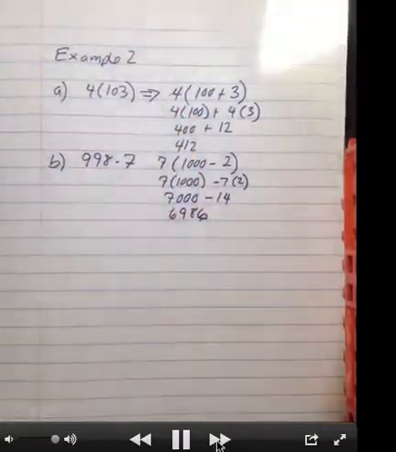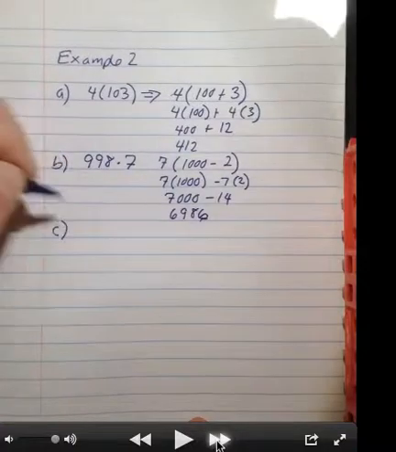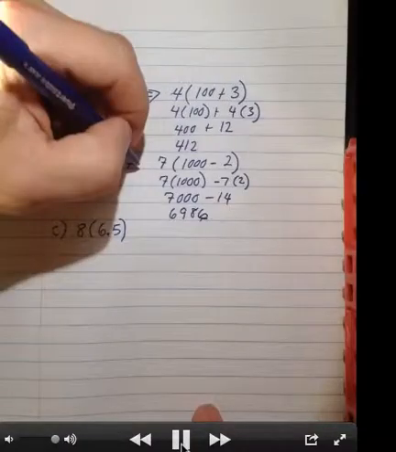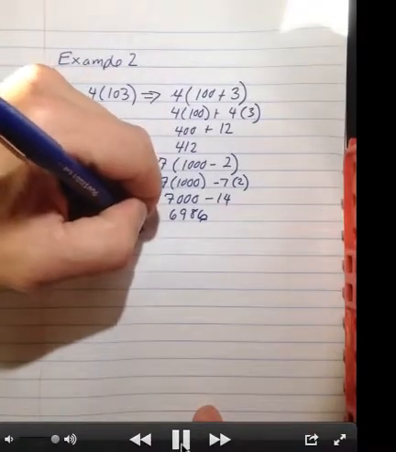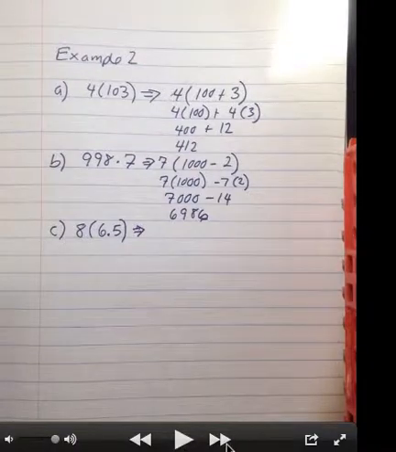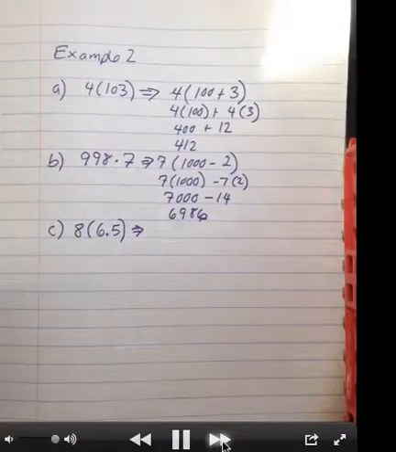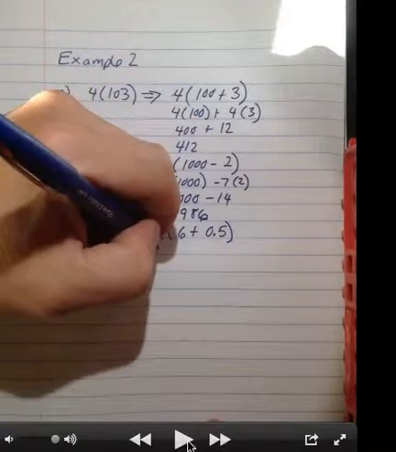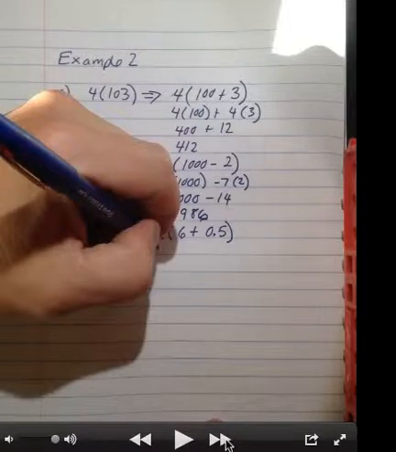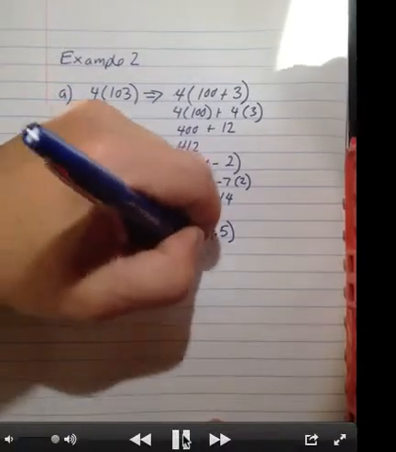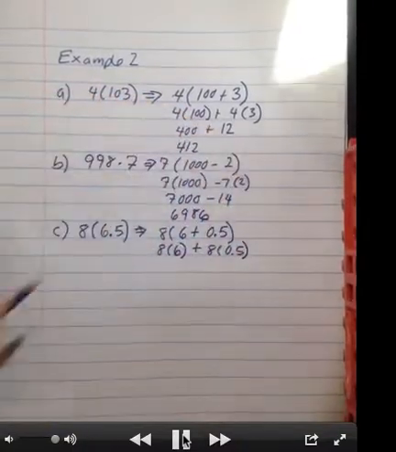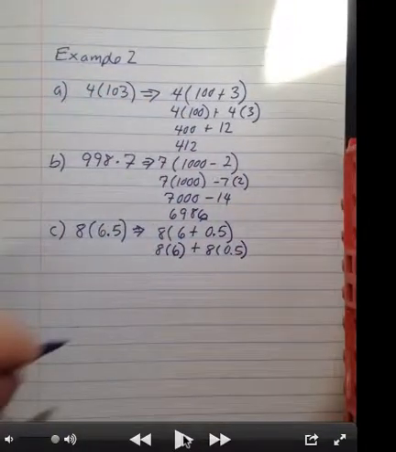The last one is going to be a decimal, 8 times 6.5. I'll hit pause, see if you can predict how we're going to break up 6.5. Six plus 0.5. That's 8 times 6, which is 48, and 8 times 0.5 is just half of 8, and that's 4. Combine those together for 52. Again, I'll hit pause for you to catch up.